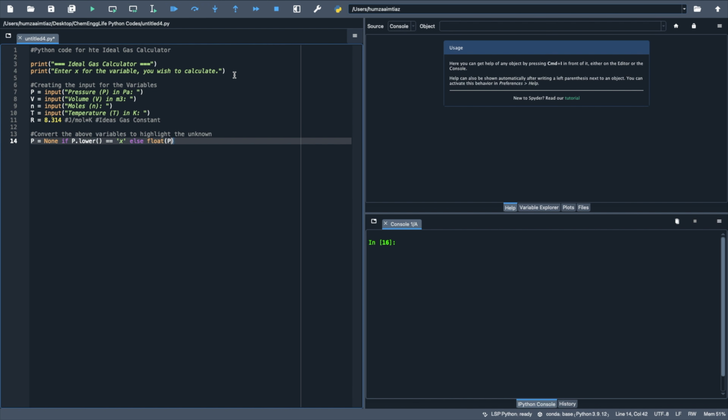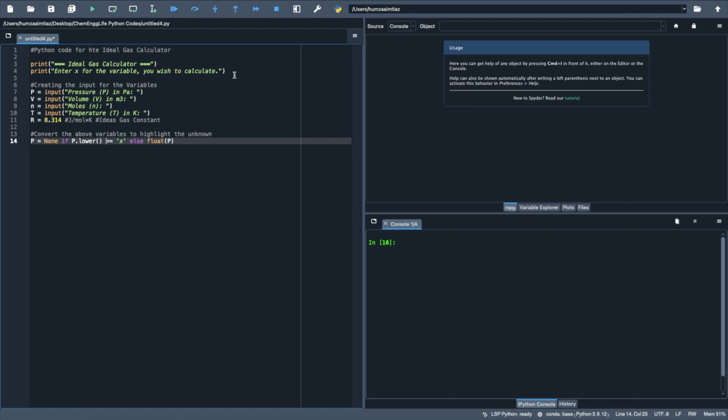Now this line, what it actually means is that we are saying that if P.lower, and the dot lower means that regardless if the user writes a capital X or a small x, it will be converted to a lowercase x. So if I'm a user and I make a mistake of writing in a capital X, then Python would automatically convert that input to lowercase. That's what this dot lower function does.